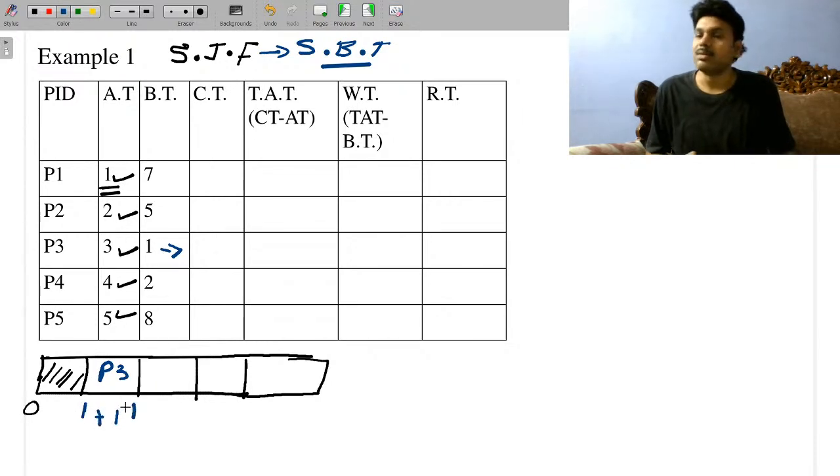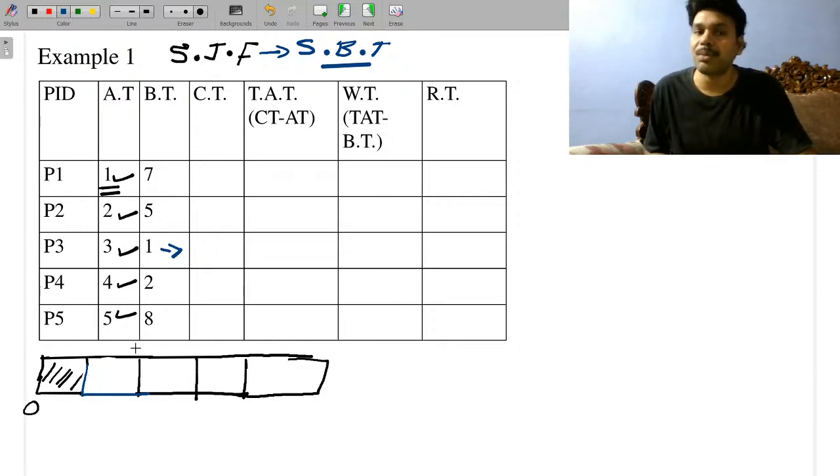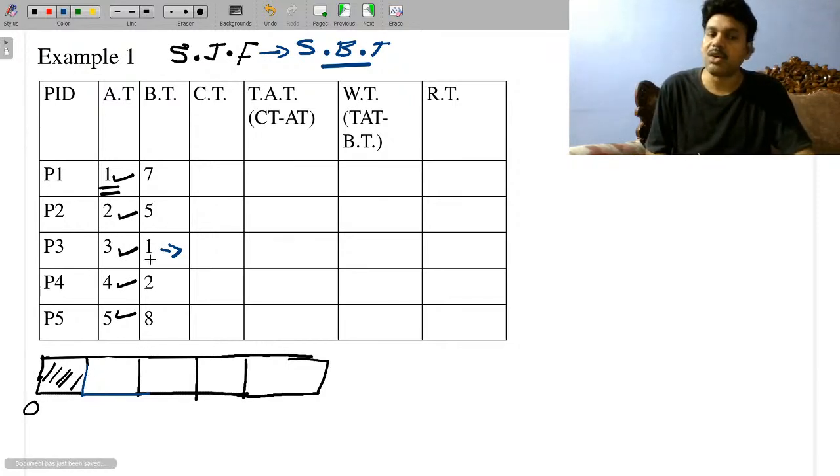But it is wrong. Why? In your ready queue, please observe, that particular process has not arrived. P3 arrives at time unit 3 only, so I cannot process P3. This is a very important point. Process 3 cannot be given to the CPU because it arrives at 3. Right now I am at 1 only.